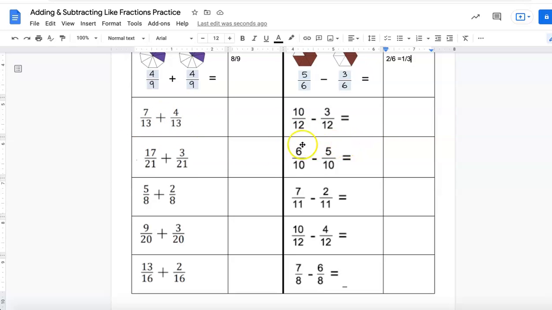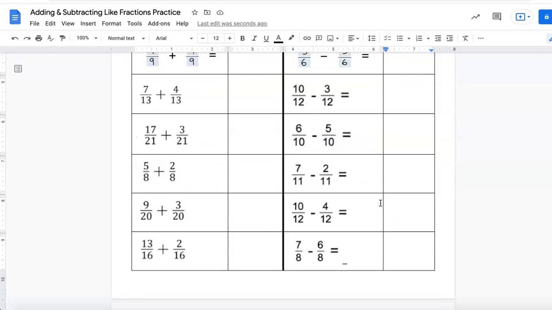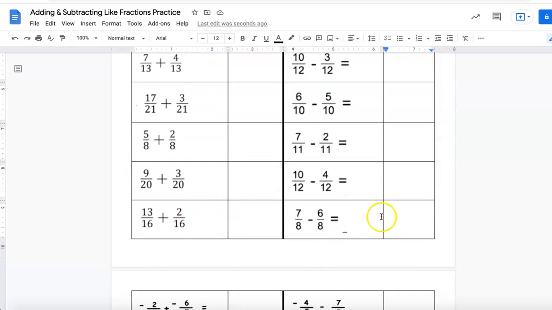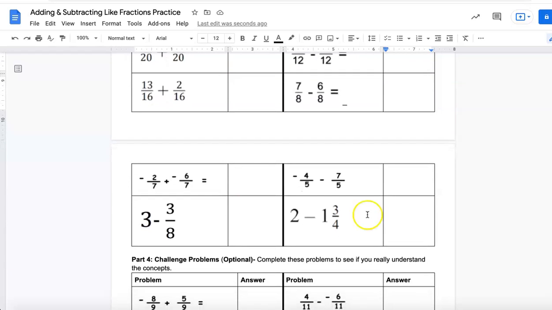So all of these have the same denominator. So they are like fractions. So you're able to simply add and subtract fractions. For the second part here, these last 4 problems, I'm going to go over those. So we have some negatives and some whole numbers. So let's go over the negatives first.